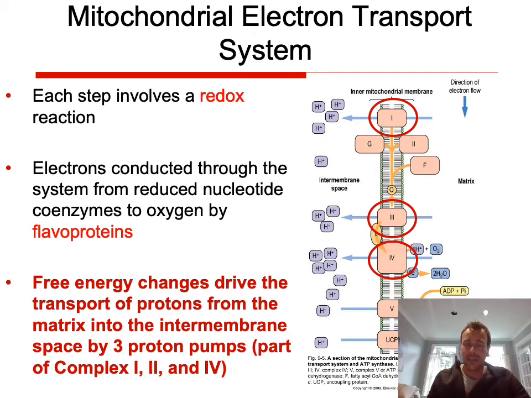So you're basically creating this hydrogen gradient, where you have much more out here in the intermembrane space compared to the matrix. And these are primarily driven by 3 proton pumps that are part of complex 1, complex 3, and complex 4. So the 3 that are circled in red here.